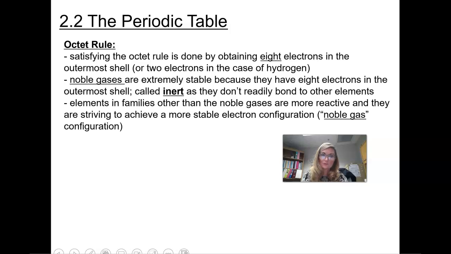Now, the octet rule that we talked about: satisfying the octet rule is going to be done by obtaining 8 electrons in the outermost shell, or 2 electrons in the case of hydrogen, because hydrogen is going to be a special case. Noble gases are going to be extremely stable because they have 8 electrons in their outermost shell already. So these are referred to as inert, as they don't readily bond with other elements. Now, not to say that they technically don't ever bond, but they don't usually bond.